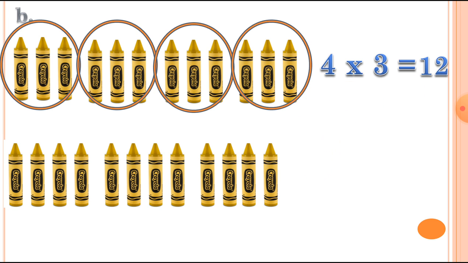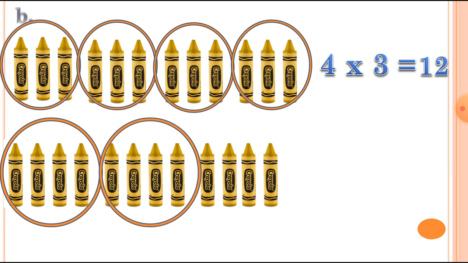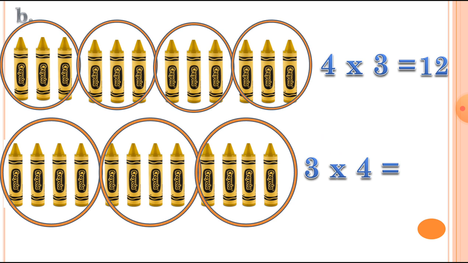Let's make the second group. Group 1, group 2 and group 3. You can see there are 3 groups. So our first digit will be 3. And how many crayons in each group? So there are 4 crayons in each group. So we have to write down this way that 3 fours are 12.